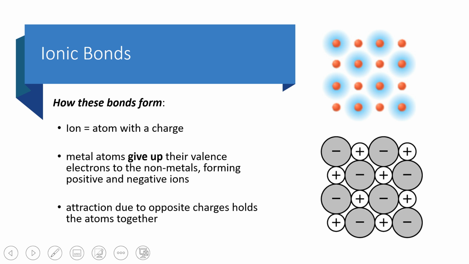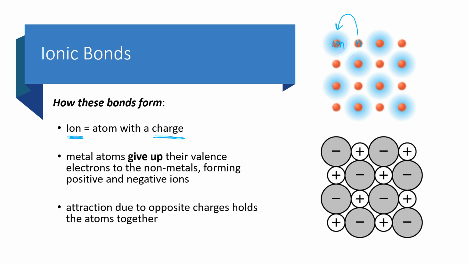So we're going to dig into this in more detail. So in ionic bonding, well, first of all, let's identify what an ion is. An ion is just a particle with a charge. So it's an atom that has a charge. And what happens in ionic bonding is that the metals give up their valence electrons to the nonmetals. So this atom would represent a metal, this would represent a nonmetal.